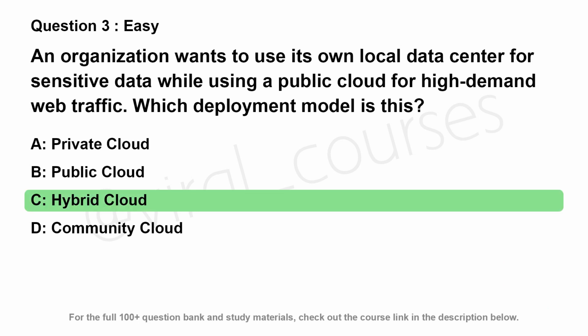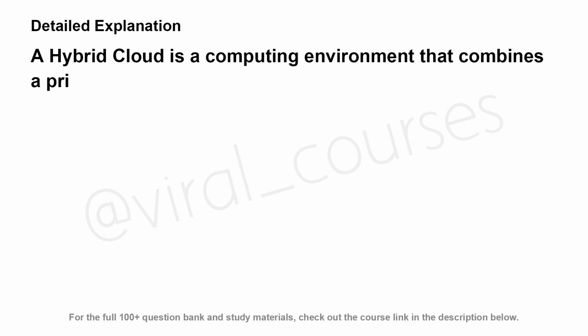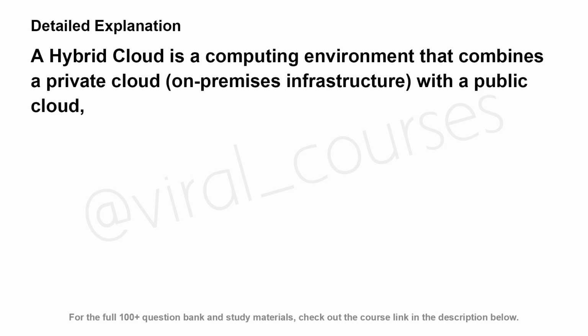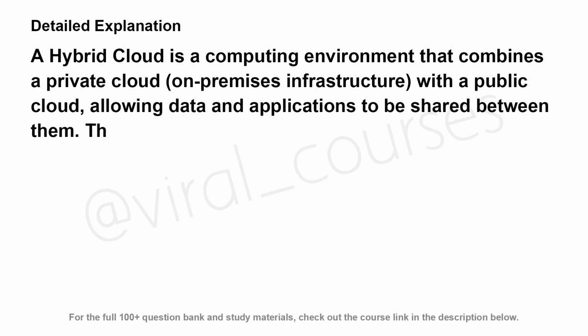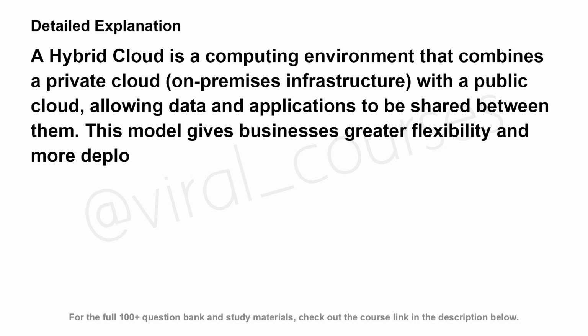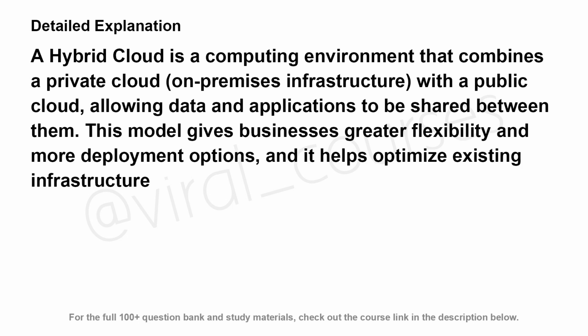The correct answer is C. A hybrid cloud is a computing environment that combines a private cloud, on-premises infrastructure, with a public cloud, allowing data and applications to be shared between them. This model gives businesses greater flexibility and more deployment options, and it helps optimize existing infrastructure, security, and compliance.